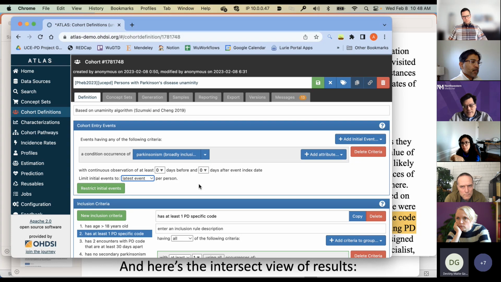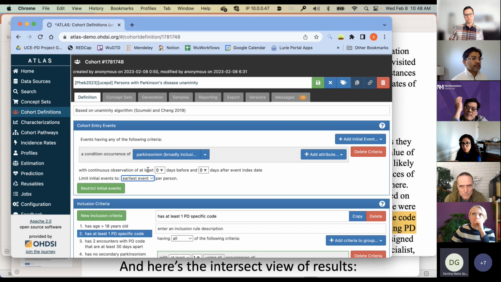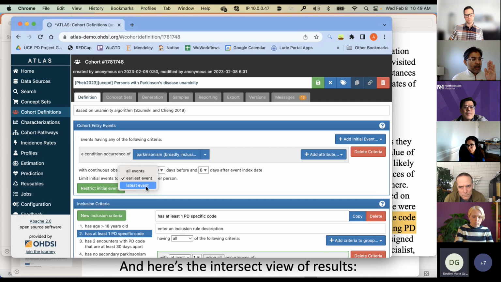I think that's correct. Versus you can also operationalize it another way: pick the first time the person has Parkinsonism, and then add all the criteria to happen anytime in the future. It's the same thing, but if you want to implement exactly the paper, then you take the last time and look back. So what is being said is, take the unanimity algorithm, take a mirror image of it, and implement the mirror image, going from forward to backward instead.